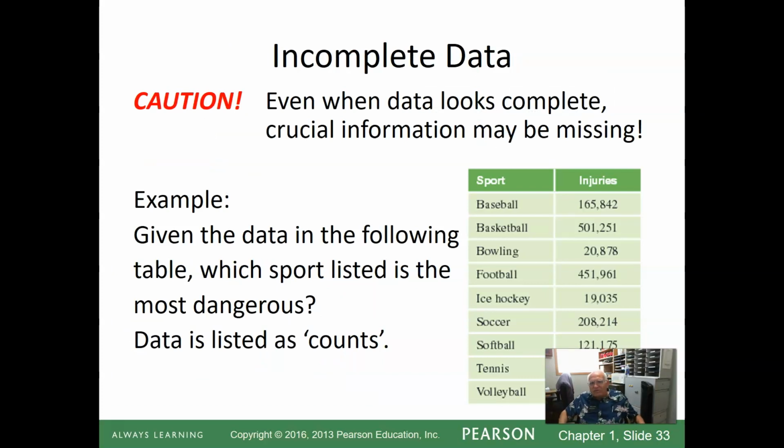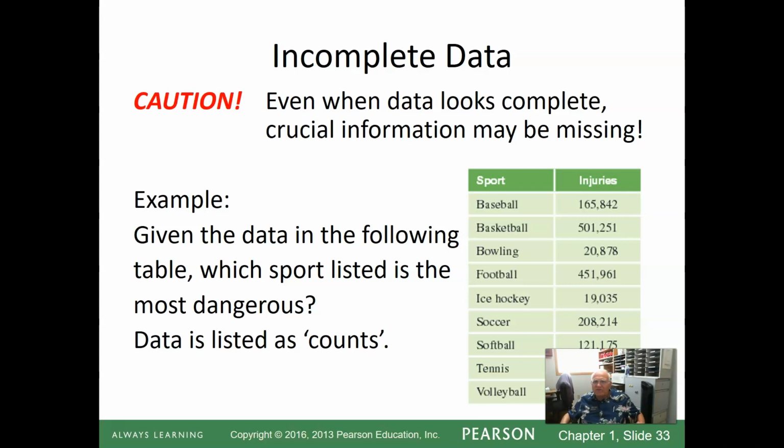Here's a table with a similar kind of information. It's a table that shows the number of injuries from people that participated in various sports. So you see from baseball at the top all the way down to volleyball at the bottom, the number of injuries that were suffered by these participants. And if we ask the question at this point, what sport is the most dangerous? Well, these counts are shown here.